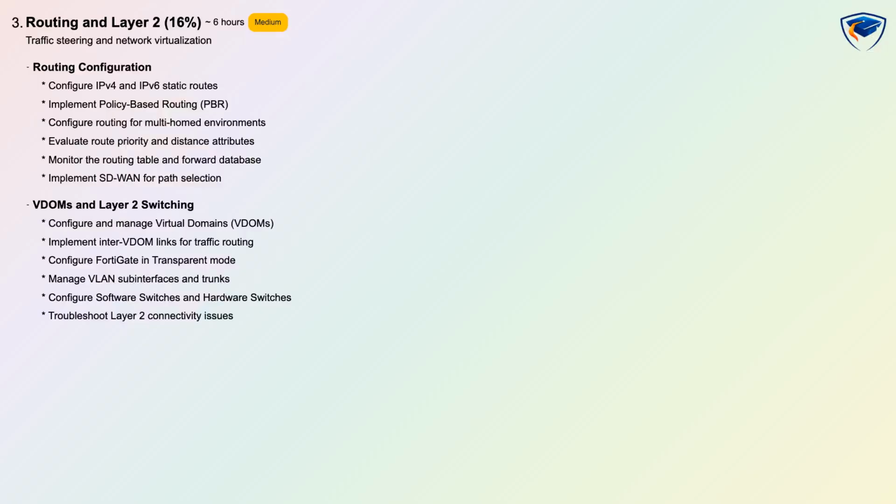You will also learn SD-WAN for path selection, manage VDOMs, configure inter-VDOM links, and run FortiGate in transparent mode. Practical skills include VLANs, software and hardware switches, trunks, and troubleshooting layer 2 connectivity.